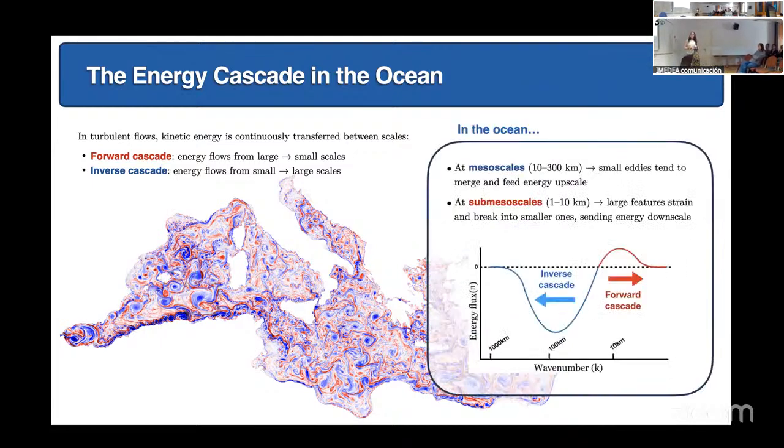So what happens in the ocean? Typically, we have mesoscale, of the order of 10 to 300 kilometers, where small eddies tend to merge and feed larger structures. However, if we look at smaller structures, at the submesoscale of the order of 10 kilometers, we see that large features strain and break into smaller ones. So we have a forward cascade, and this would be more or less the curve of energy flux in the ocean.